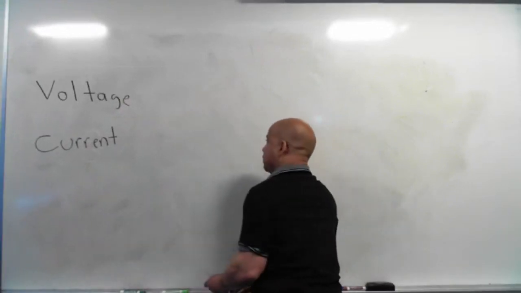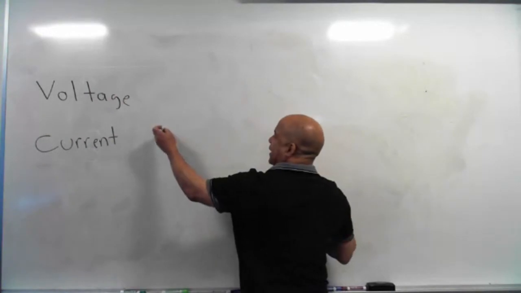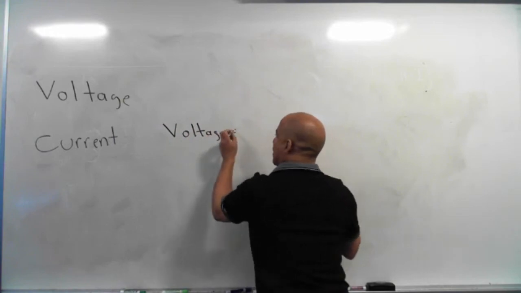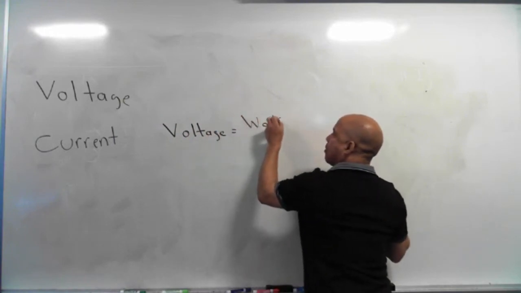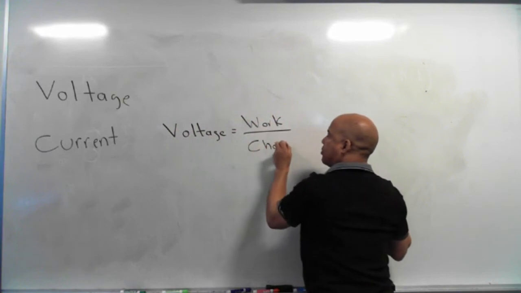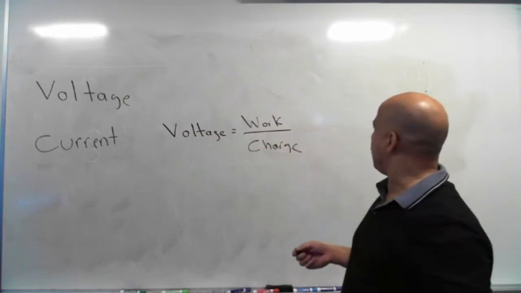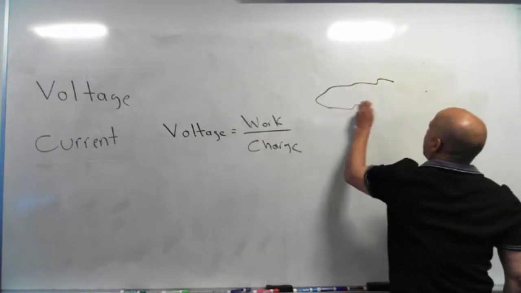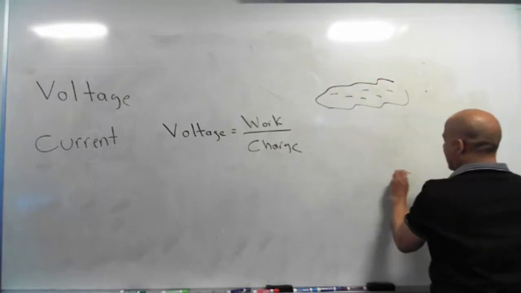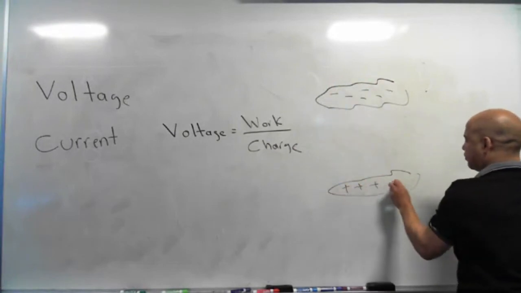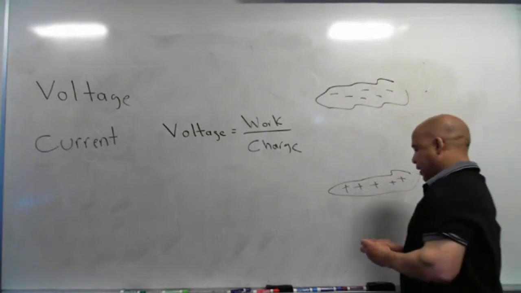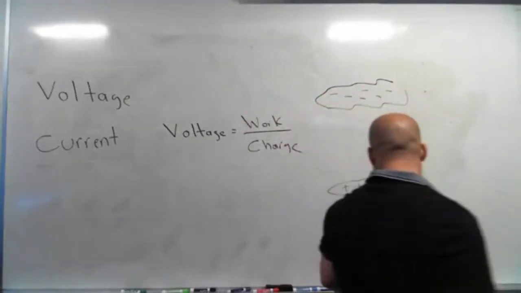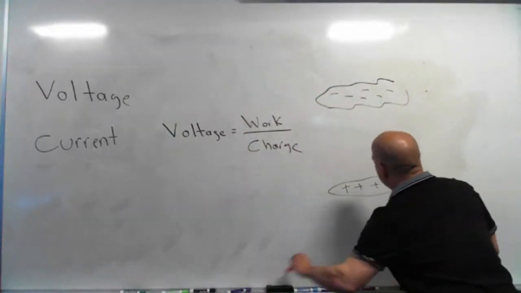All right. So by definition, voltage is work per unit charge. So what do I mean by that? Work per unit charge. Here's what I'm saying. Let's say I got some negative charge right here. Down here I got some positive charge. And let's say I have a single electron. I'm going to put that electron right here.